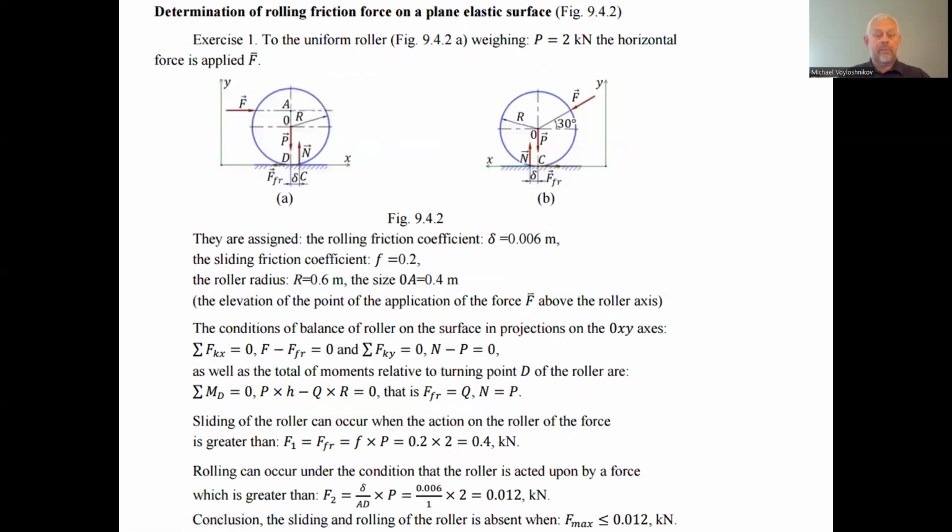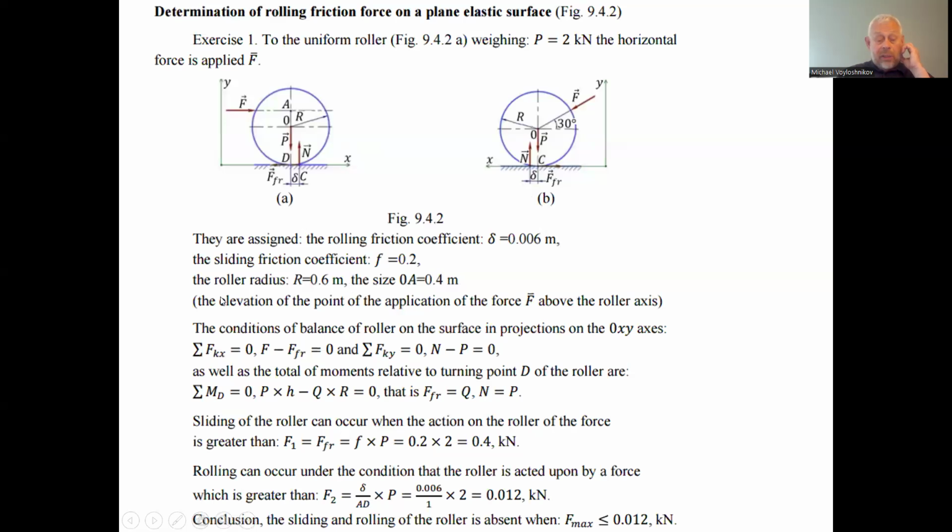So, exercise. We have a uniform roller with radius R, shown on figure 9.4.2, weighing 2 kilonewton. A horizontal force is applied here. They assign the rolling friction coefficient delta. This is the maximal magnitude of the arm of the forces, weight and the support reaction, when the wheel moves. The sliding friction coefficient is applied as well, 0.2. It could be any kind of metal, maybe carbon steel. The values are very big, but could be any kind of metal.